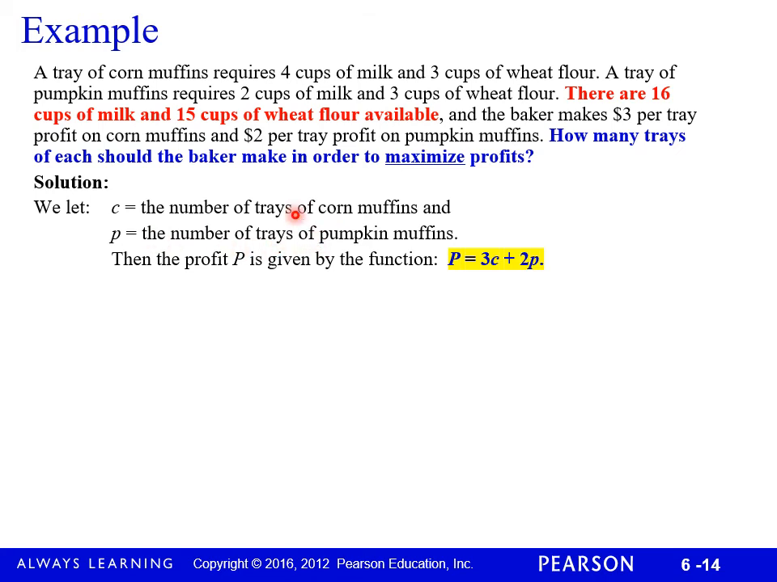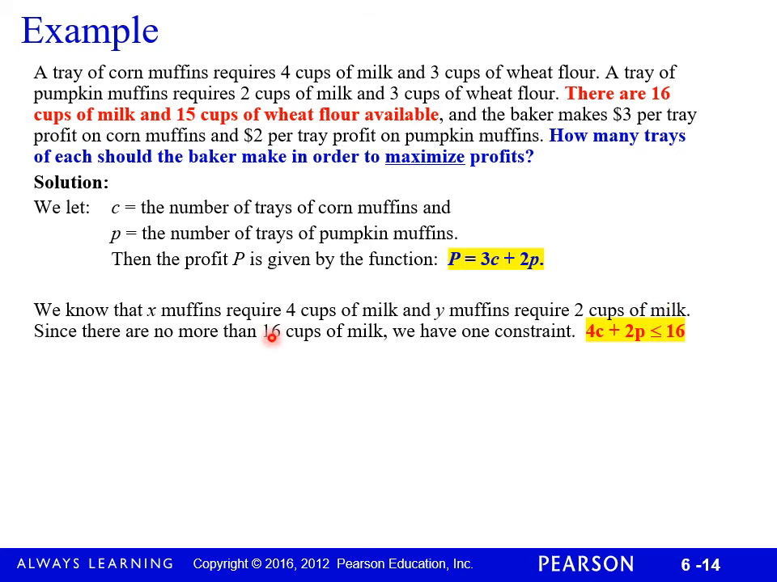If we do that, we know that we make $3 per tray on corn muffins. So the profit equals 3 times the number of trays of corn muffins, plus $2 per tray, so 2 times the number of trays of pumpkin muffins. So here is my objective function, which is what I'm trying to optimize. So P equals 3C plus 2 lowercase p. Lowercase p is the number of pumpkin muffins. Big P is the profit, which we're trying to maximize, as is any business.